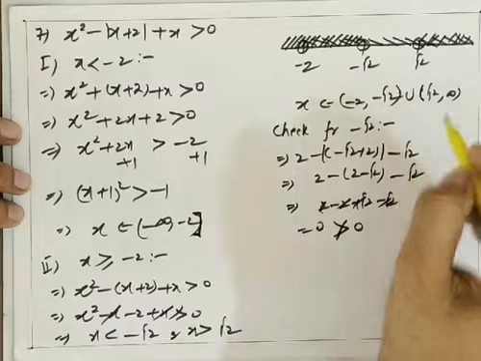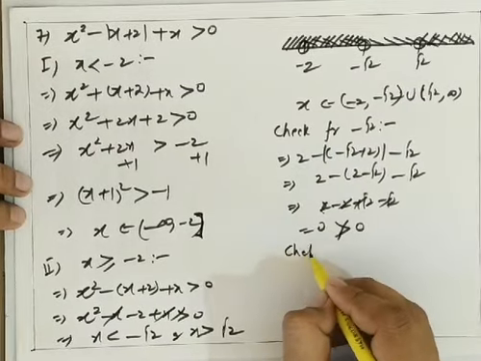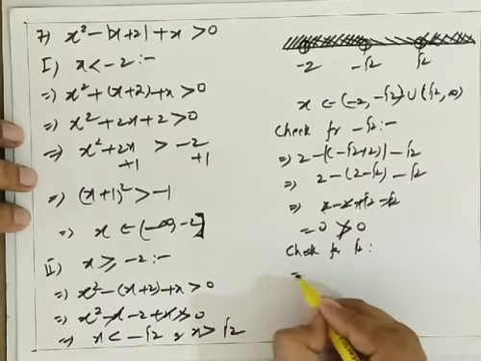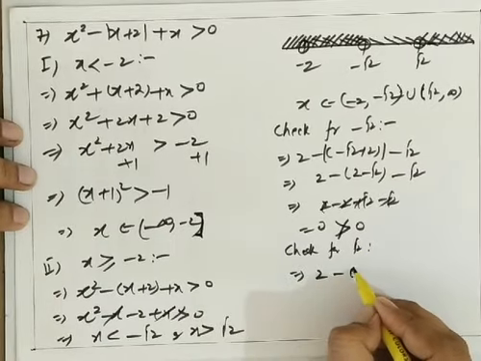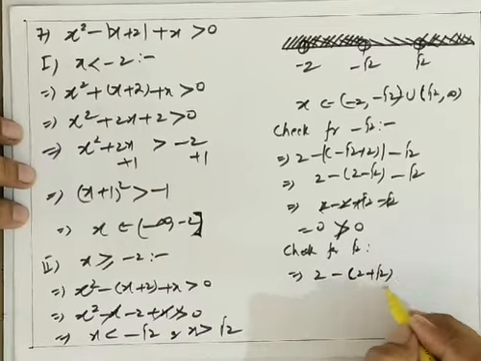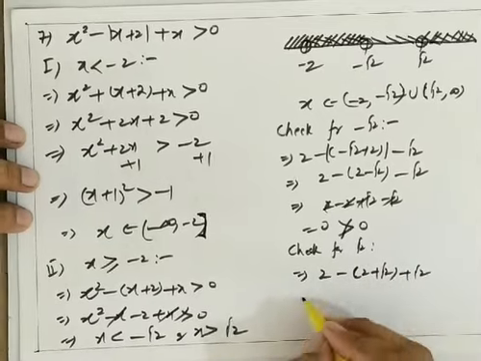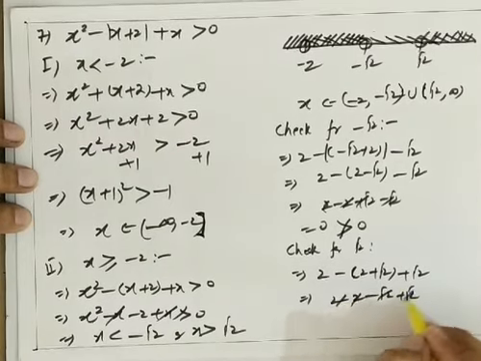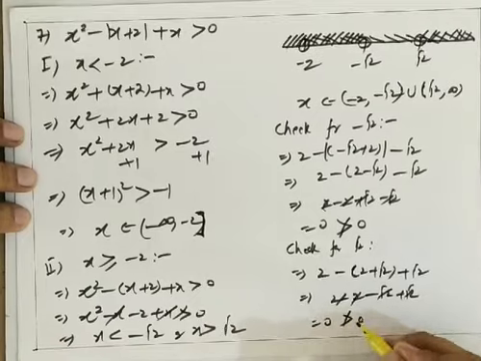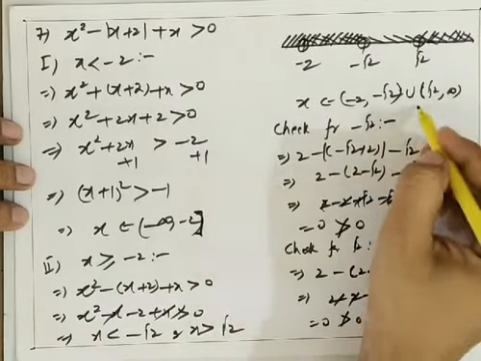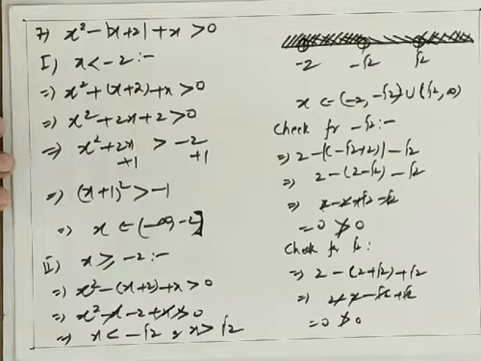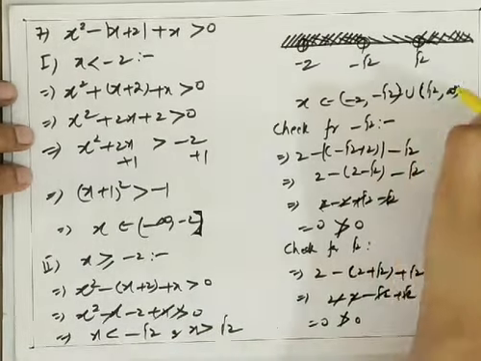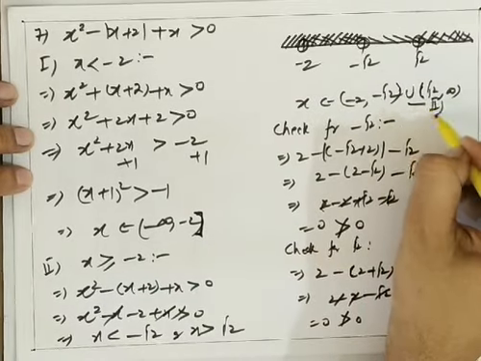Now let's see plus root 2 also. Check for plus root 2. It will give us 2 - 2 + root 2. 2 + root 2 is already positive in itself, and + root 2. So that means 2 - 2 - root 2 + root 2. Everything is cancelled. That means 0, which is not greater than 0. That means it is also not satisfying. That means this will be the case. This will be the answer for the second case. Now this is the second case finally.